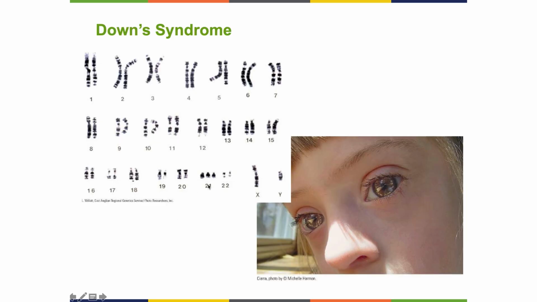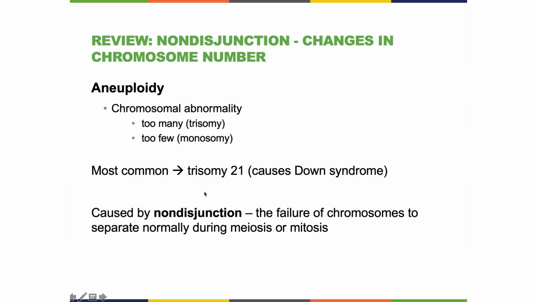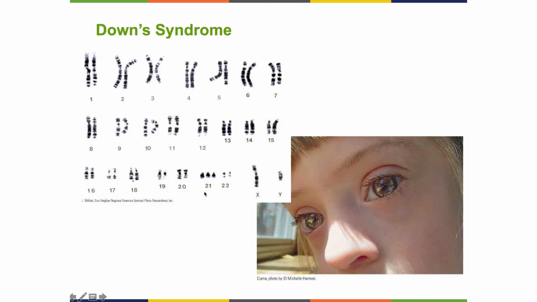Down syndrome, extra 21st chromosome. We can see this in a karyotype. Remember, a karyotype is a photographic inventory of the chromosomes taken during metaphase of mitosis. And here we can see there's the extra 21st chromosome, and this is what causes all the characteristics associated with Down syndrome. Of course, we've seen that before.